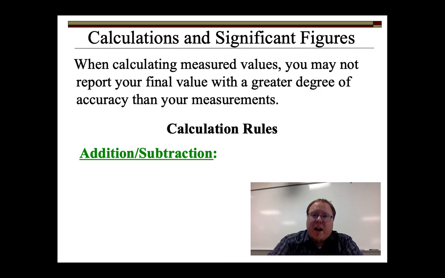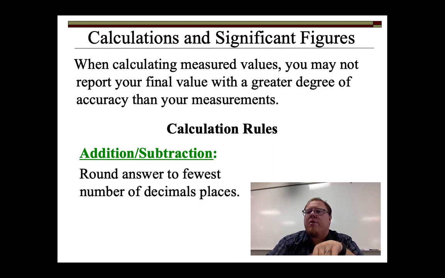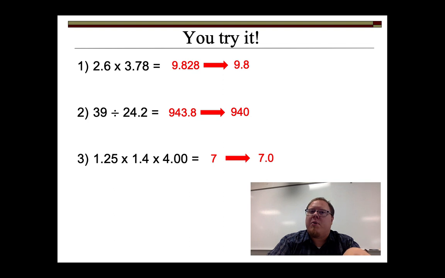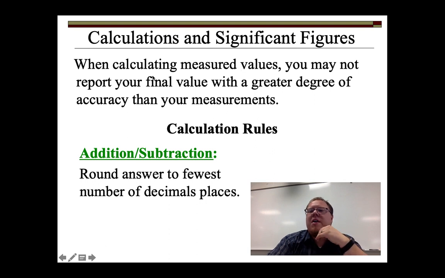Addition and subtraction. Okay, they have different rules. Addition and subtraction, you are not going to round to the number of significant figures of the lowest. You are going to round your answer to the fewest number of decimal places. Okay, when we are calculating with multiplication and division, since significant figures here, the decimals kind of compound and make lots and lots of decimals, we round to significant figures. But with addition and subtraction, it doesn't compound like that. So we just want to round based on the decimal places itself.